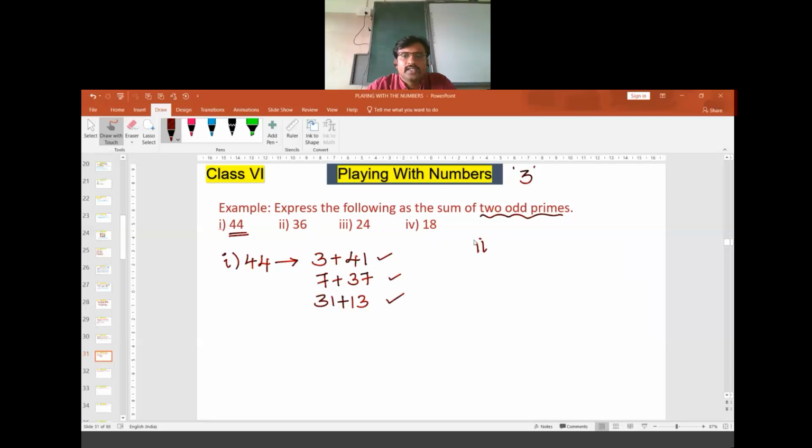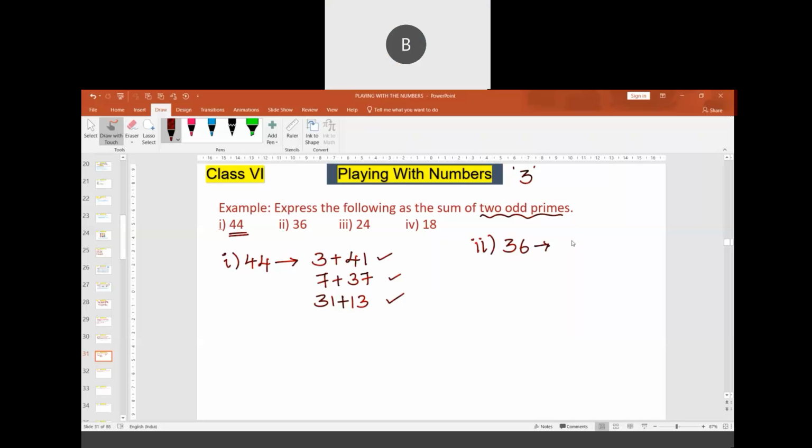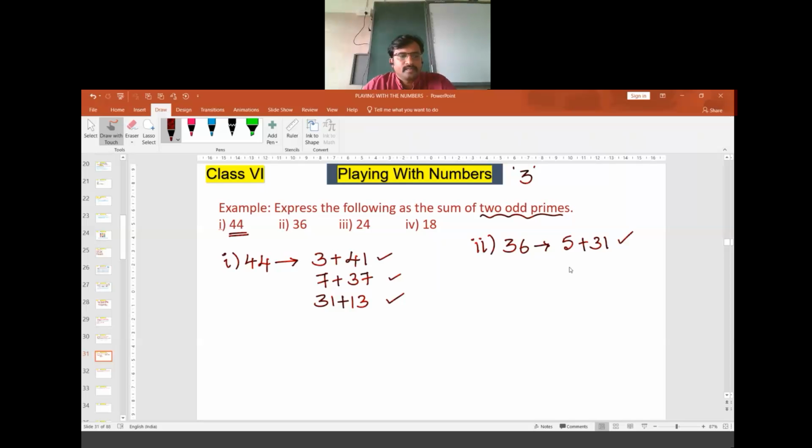Basuraj will tell the second one. 36 is the given number. You tell two odd prime numbers such that their sum is 36. 31 plus 5, sir. 5 plus 31, yes, correct. 21 plus 2. Basuraj, any other number? 49 plus 7.